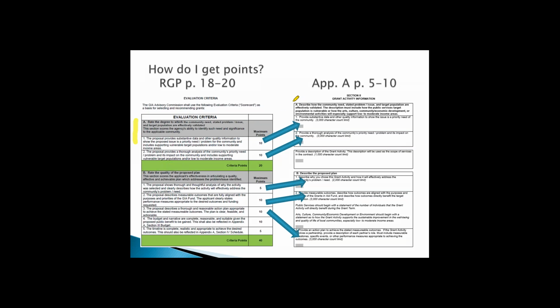A1 matches with A1 here. Same with 2, A2 matches here. B1 matches here. And some folks notice, hey, what's this other box? Provide a description of the grant activity, that I just circled, which doesn't have an A1 or B1. Well, what's this box doing here?